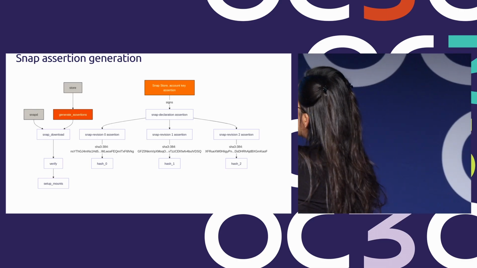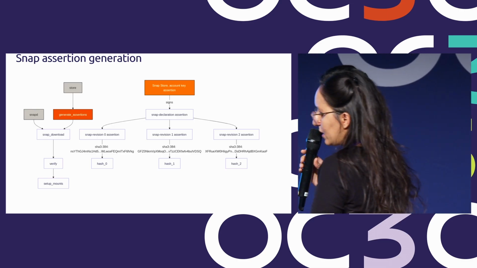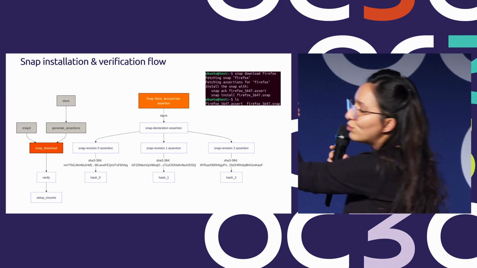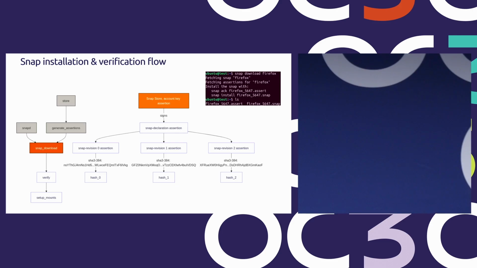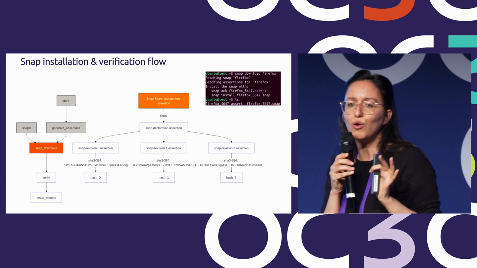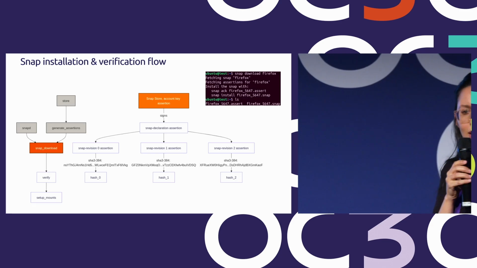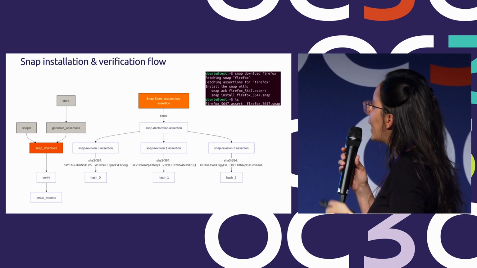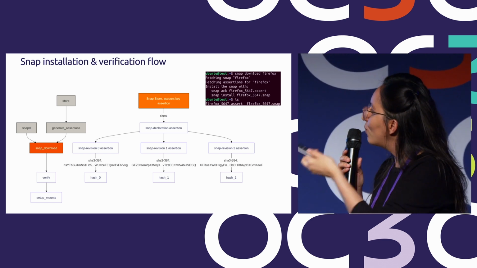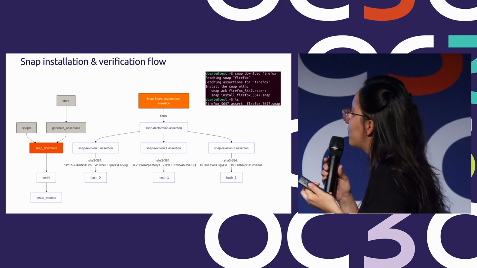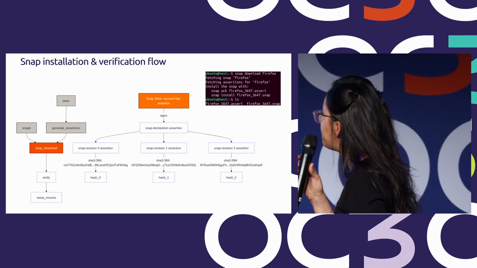So the assertion is generated in the Snap Store, and you see here when it is time to download, for example, the Firefox snap, you will not only get Firefox as a snap, but you will also get all the assertions which are associated with the Firefox snap. And you can choose to actually download all the assertions locally into your environment and put them in the assertions DB.